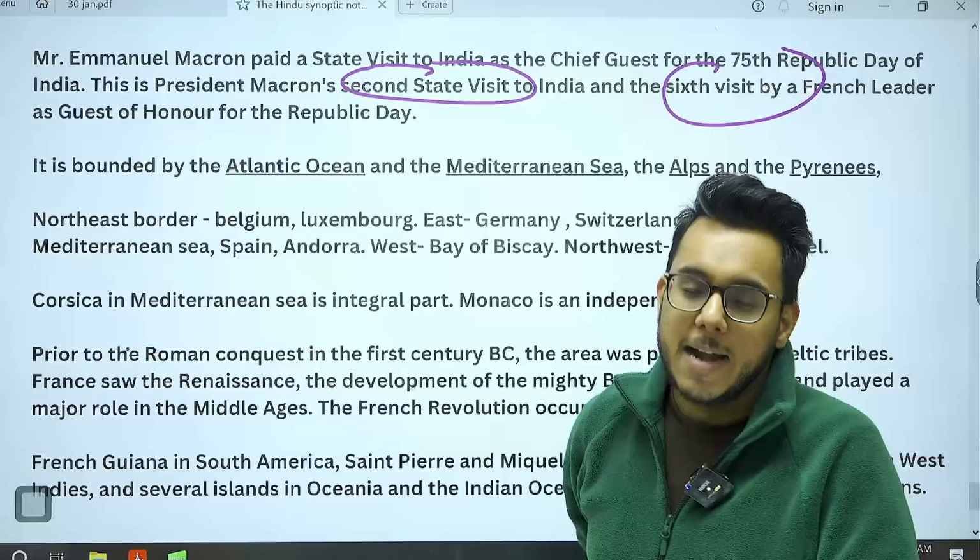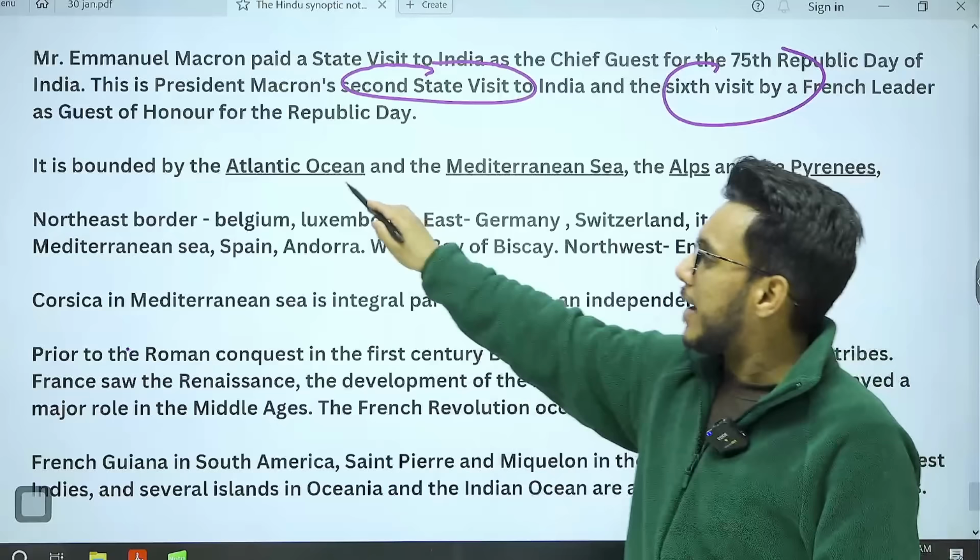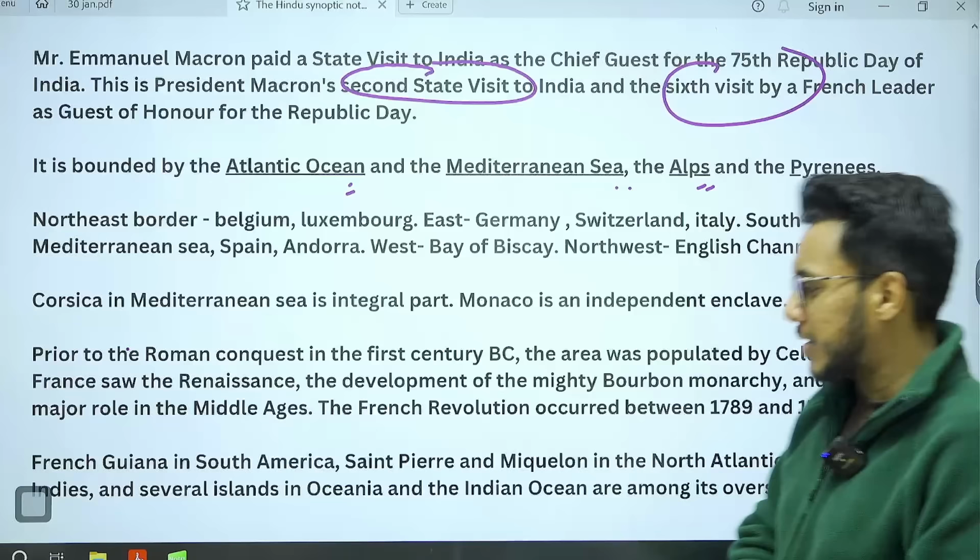So it is bounded by the Atlantic Ocean and the Mediterranean Sea, the Alps and the Pyrenees. All these things we have already seen. So this is, guys, all about it. I hope that you have understood this article.